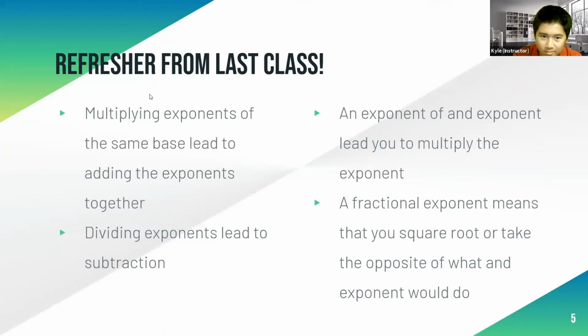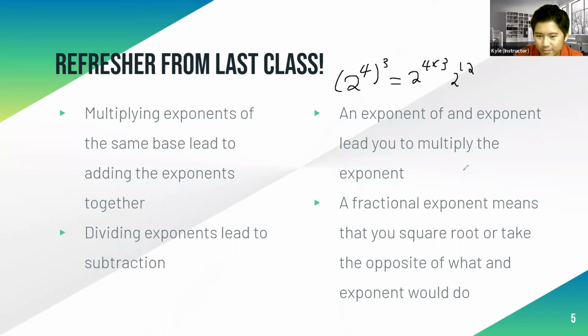So again, reminder from last class, multiplying exponents with the same base leads you to adding the exponents together. On the other hand, dividing exponents leads to subtraction. And then if you have an exponent of an exponent, you multiply the exponents together. So basically, if there's, say, 2 to the exponent of 4, and then you have another exponent of 3, you instead multiply the 4 and the 3 together, and you get 2 to the exponent of 12, which is a very large number.